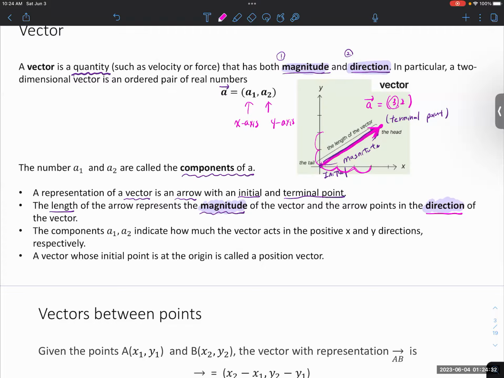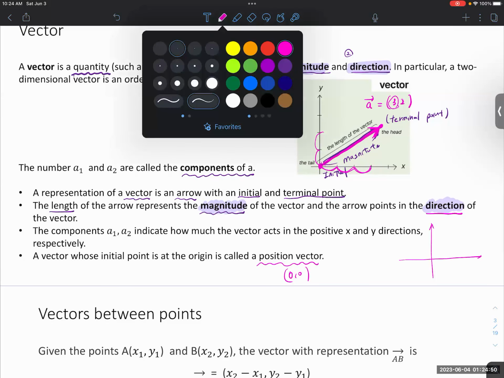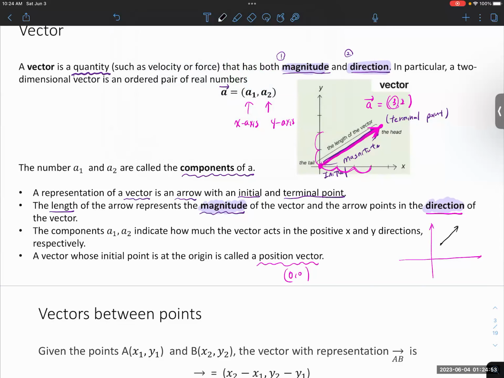And the last one, if you start from 0,0, we call that a position vector. This is 0,0. So a vector can take a variety of forms. If you have a space, you can have a vector from here to there, or you could have one from here to there, or you could have one in the opposite direction. So you can describe a vector by using the components A1 and A2, and it could take a variety of forms, right? It could be long or it could be short.